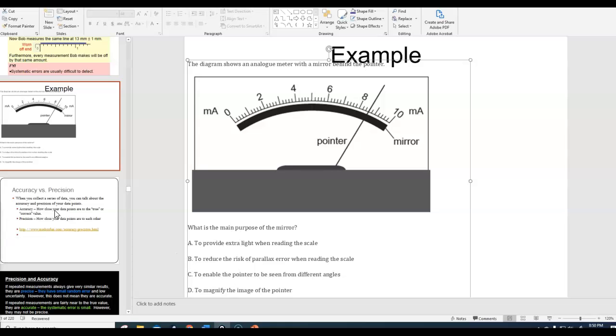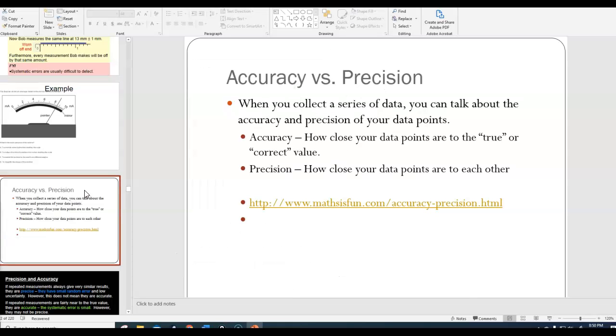Okay, so you should have learned in past science classes about accuracy and precision, and hopefully this is a review of information you've seen before. When you are collecting a series of data, you can talk about the accuracy and precision of your data points. When we refer to accuracy of a set of data points, we're talking about how close the data points are to the true or accepted value. When we talk about precision of data points, we're talking about how close the data points are to each other. Make sure you add those definitions to your notes. But again, these are things that you should have learned in your past science classes.